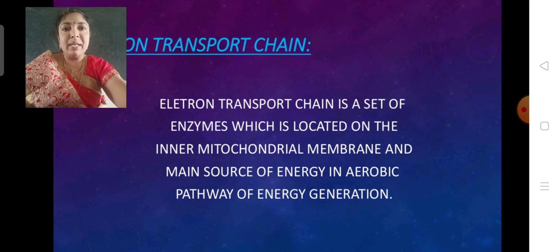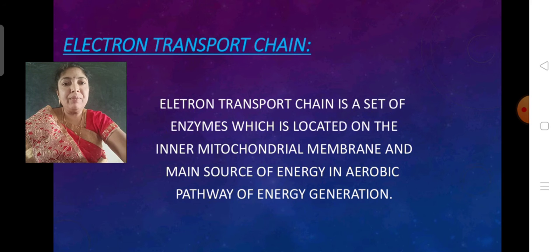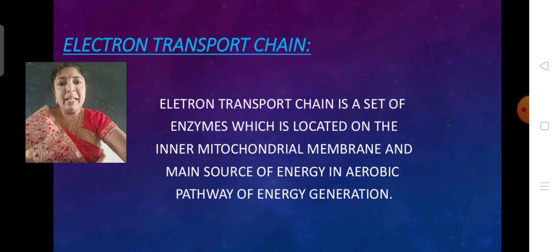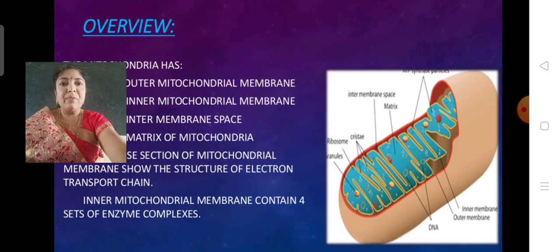This is also known as the electron transport chain, in which many electron carriers participate in carrying the electrons which are released during the citric acid cycle and glycolysis by the coenzymes NADH and FADH2. They are reduced and finally reach the oxygen molecules. In this reaction, many enzymes participate. They are located on the inner mitochondrial membrane. The main source of energy in the aerobic pathway is this energy generation, which will be stored in the form of ATP.